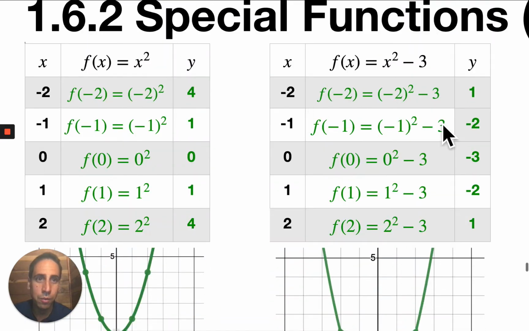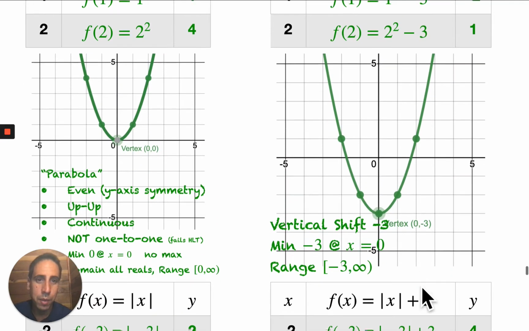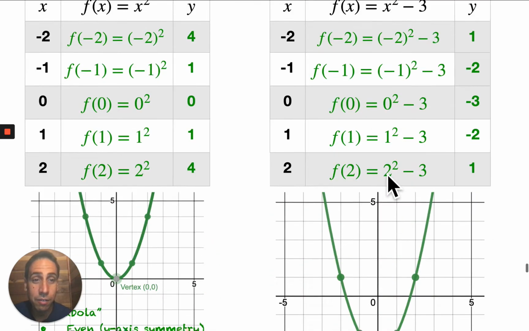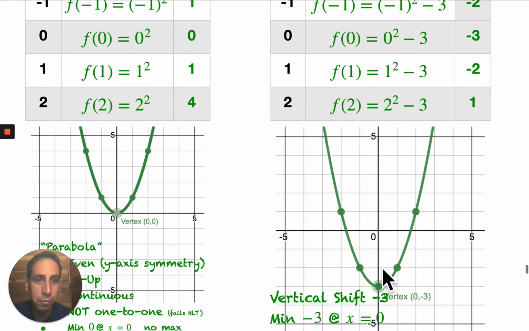Each one of these rows makes one of these points, and you connect them in the same shape, parabola. It's still even with y-axis symmetry. It's still up, it's still continuous. It's still not one-to-one, but it has a new minimum. The new minimum is negative 3. It's the lowest value on the table.